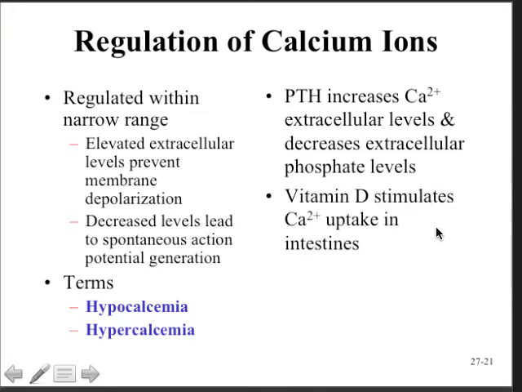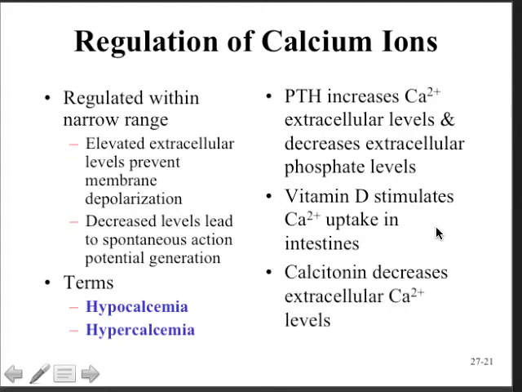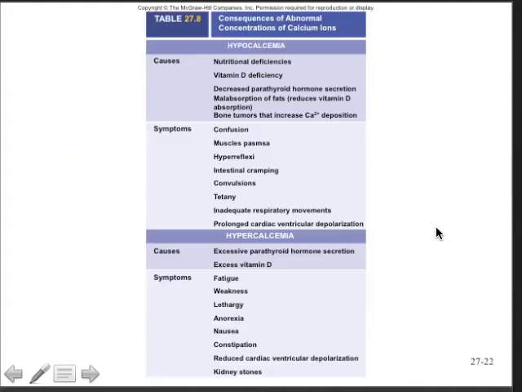One of the things that we don't want to do as we increase blood calcium, extracellular calcium, is increase phosphate levels at the same time, because we'll produce calcium phosphate salts, and those will be essentially difficult to dissolve. Vitamin D stimulates calcium uptake in the intestine, while calcitonin decreases extracellular calcium levels. So it's the interplay of these two hormones that's critical, again, in keeping your blood calcium within nice tight limits.